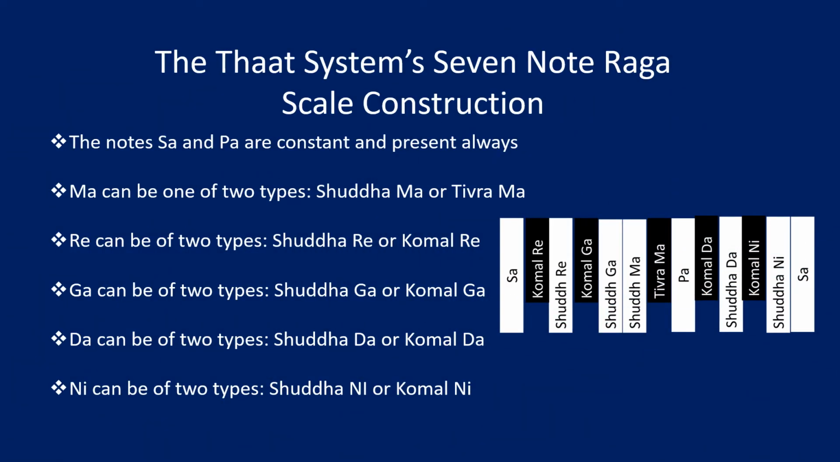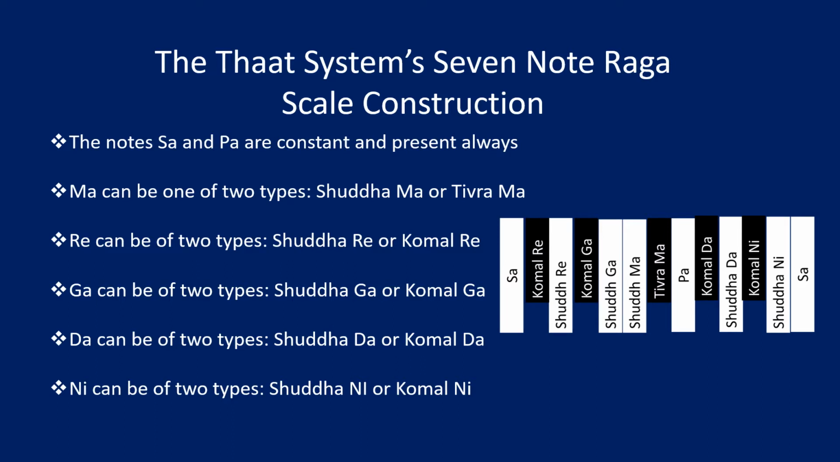In the Hindustani Thaat system, there are certain rules in developing the 7-note raga scales. Firstly, the notes sa and pa are constant for all the ragas and scales, and they're always present. Ma can be of two types, Shuddha Ma or Tivra Ma. Re can be Shuddha Re or Komal Re. Ga can be Shuddha Ga or Komal Ga. Da can be Shuddha Da or Komal Da. Ni can be Shuddha Ni or Komal Ni.